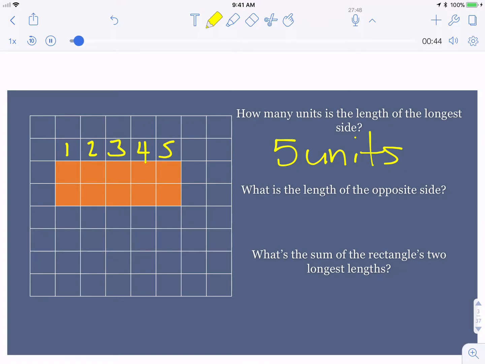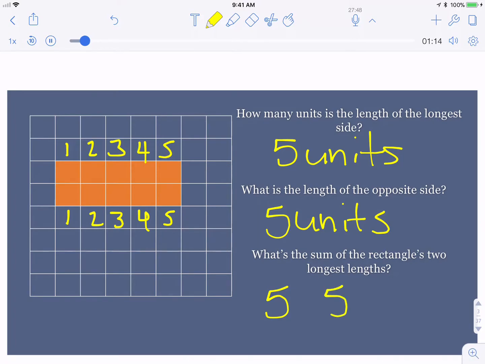What is the length of the opposite side? Well, if you look, the opposite side is the exact same length because a rectangle has 2 sides that are exactly the same and 2 other sides that are exactly the same. So we have 1, 2, 3, 4, 5 on the opposite side. What is the sum of the rectangle's 2 longest sides? Well, one side is 5, the other side is 5.